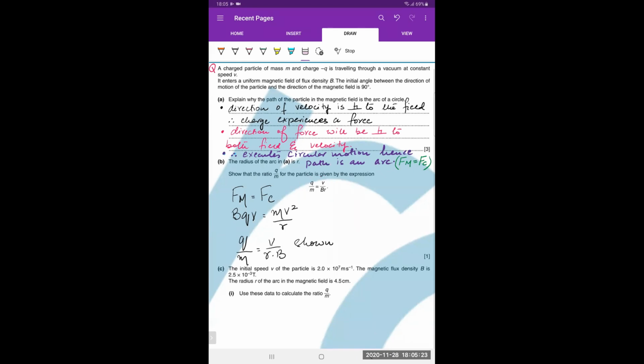So the initial speed is given to us. The magnetic flux density is also provided, and the radius of the arc is also given. The question is asking you to obtain the ratio of q upon m. So from the previous part, just directly use velocity, radius, and magnetic flux density.